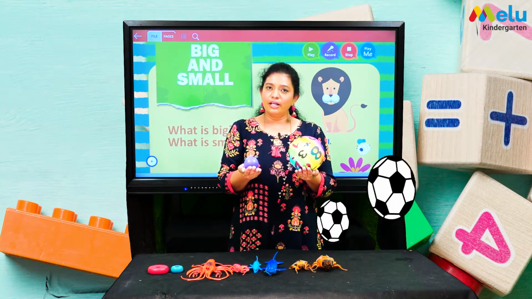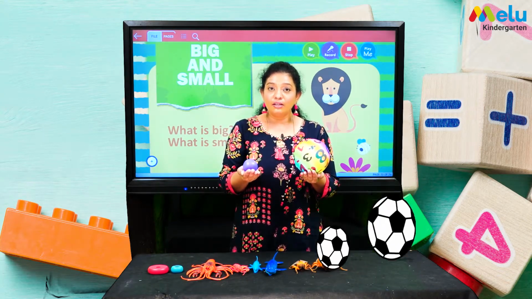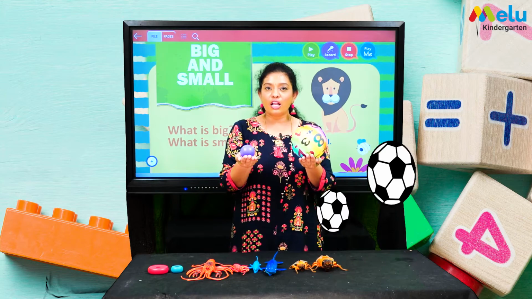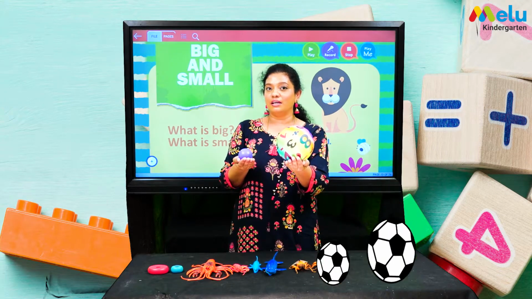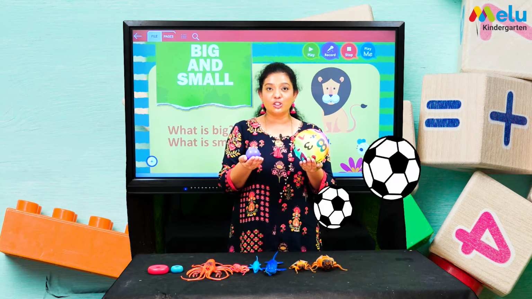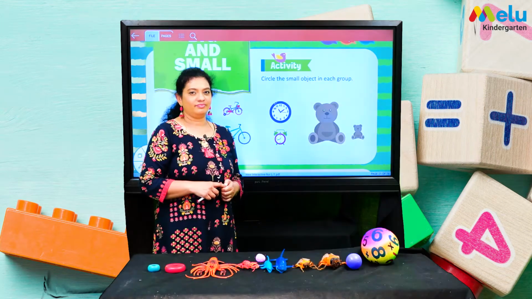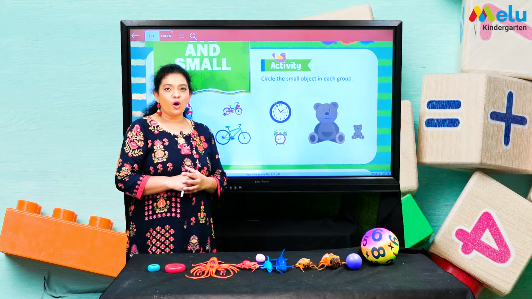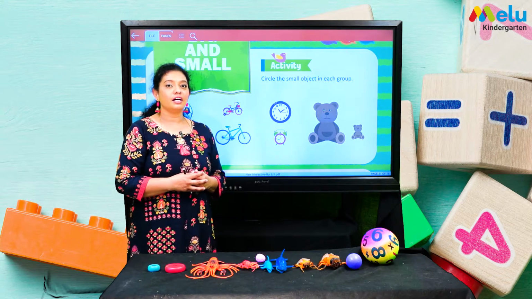So now tell me, and we have already known that big and small can be done based on the size of an object. Yes, children. So now tell me, which ball size is big? Right, this ball size is big and the other is small. So you rightly understood, children. So this is big ball and this is small ball. We have already understood that we can compare 2 objects in terms of size and can say one object is big and the other is small.